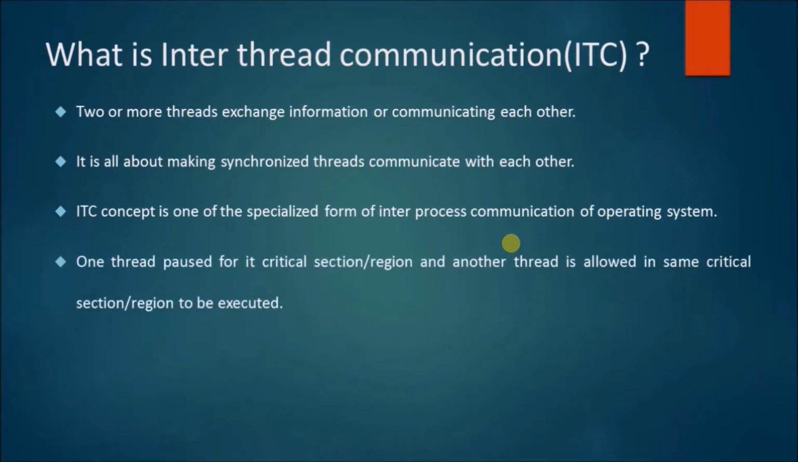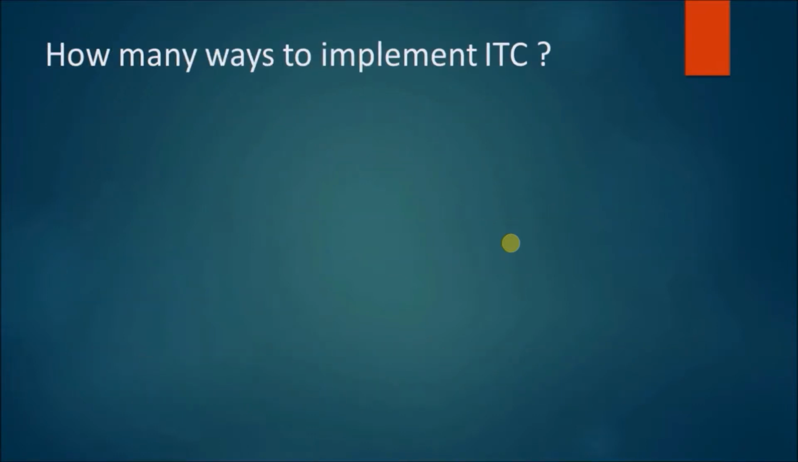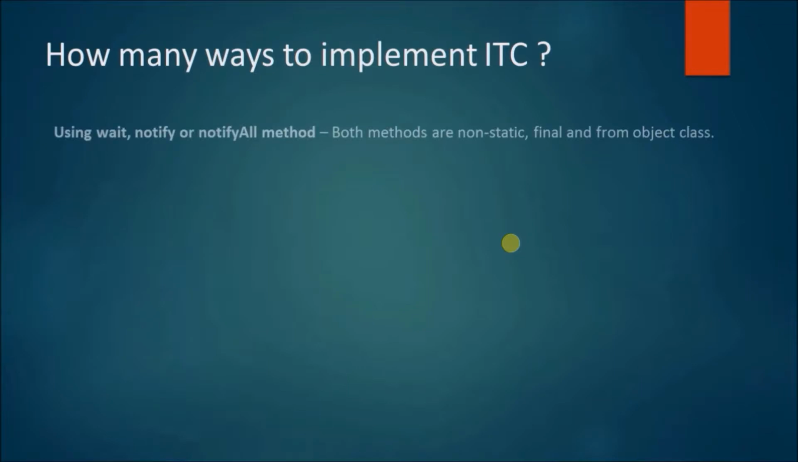One thread is paused for a critical section, region, and another thread is allowed in the same critical section, region, to be executed. It helps to avoid thread polling, which is usually implemented by a loop to check some condition repeatedly. Once the condition is true, the appropriate action is taken. This wastes CPU time.